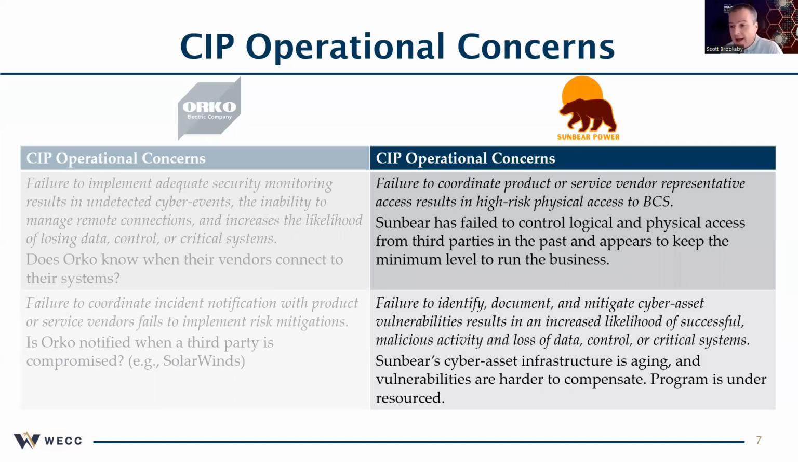Sun Bear, on the other hand, yes, we have concerns, but these are a little bit more on the weaker side. So this first one, failure to coordinate product or service vendor representative access results in high physical access to BCS. Again, what does that mean? This one, we actually know Sun Bear has failed in the past at controlling logical and physical access for both employees, vendors, contractors. So now we actually have some negative performance, if you will, that's leading to a stronger operational concern. It's not an unknown, this is a known now. So now our concern with Sun Bear is getting stronger.